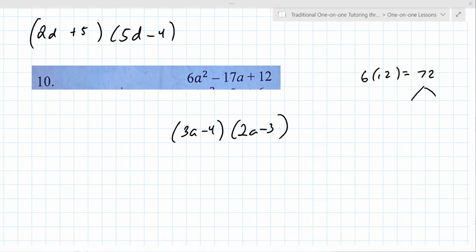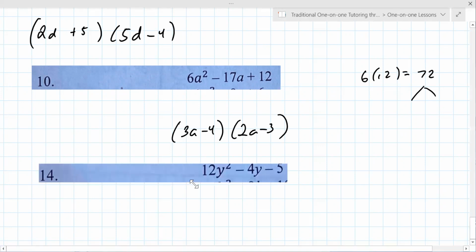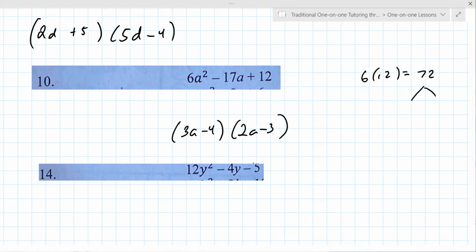Let's do one more here. I think this will work. I guess this one's not readable. 60. Yeah, okay. You can read that one. Give this one a try, please. All right. 14.